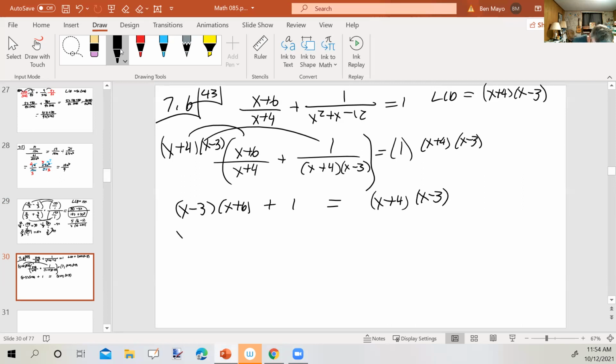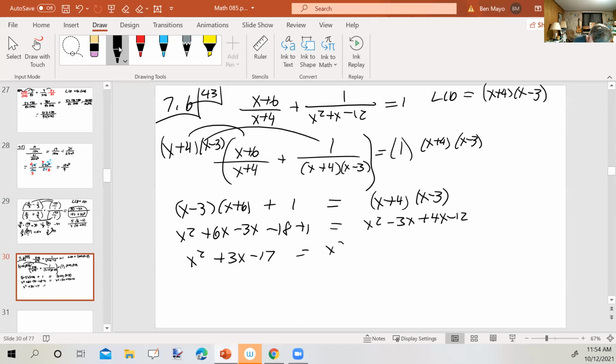Okay, so now I've got x squared plus 6x minus 3x minus 18 plus 1 equals x squared minus 3x plus 4x minus 12. Combining like terms, x squared plus 3x minus 17 equals x squared plus x minus 12. Let's move everything to the left side of the equation. So we're going to subtract x squared, we're going to subtract x, and we're going to add 12. So I get 2x minus 5 equals 0.